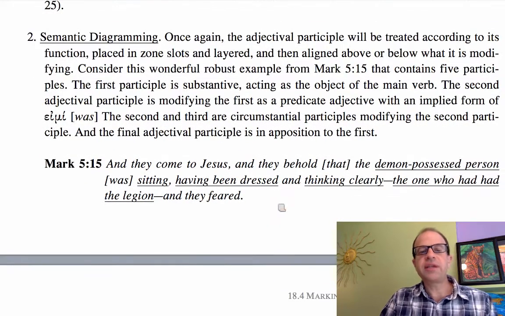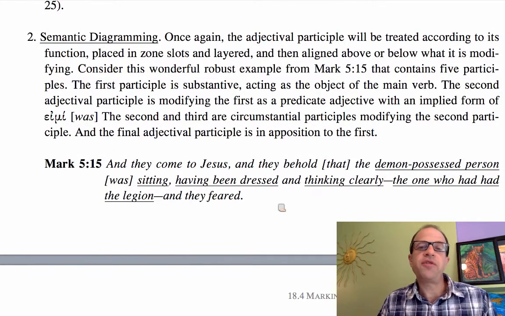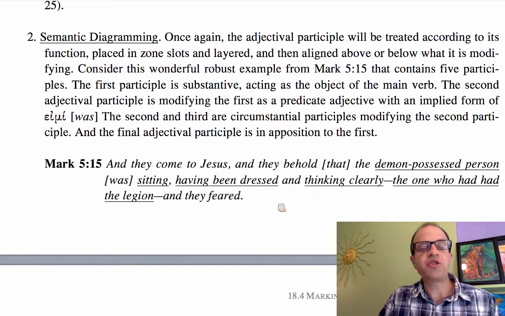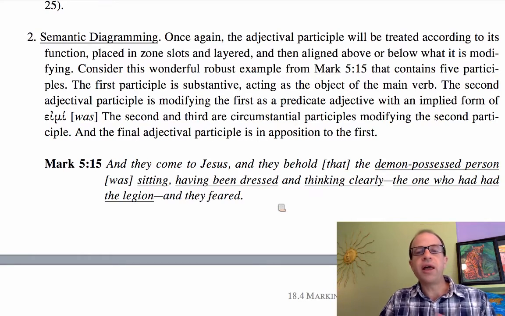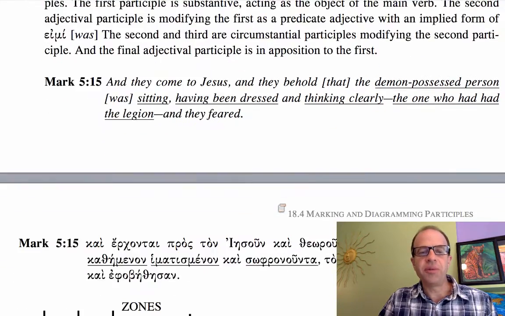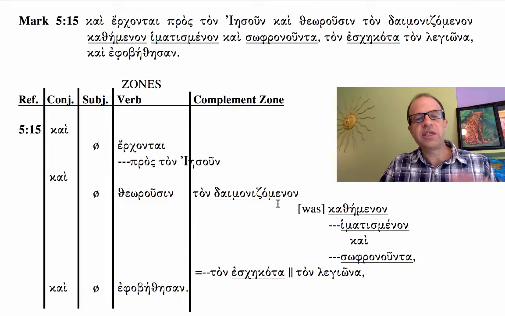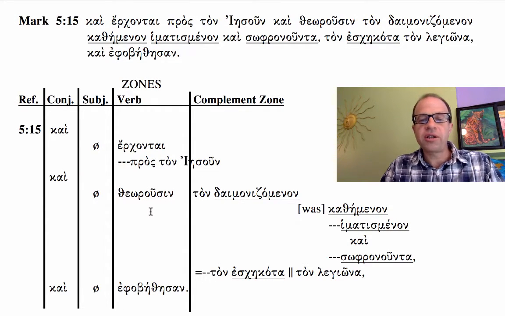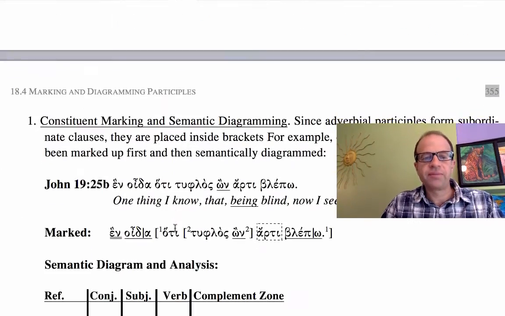In terms of semantic diagramming, you align the participle as a modifier. So what is it modifying? If it's modifying a noun, you align it underneath or above that noun. If it's modifying the verb, functioning as a circumstantial participle, then you align it underneath the verb. You can see this example here where the participles are marked accordingly, lining up with what they modify.